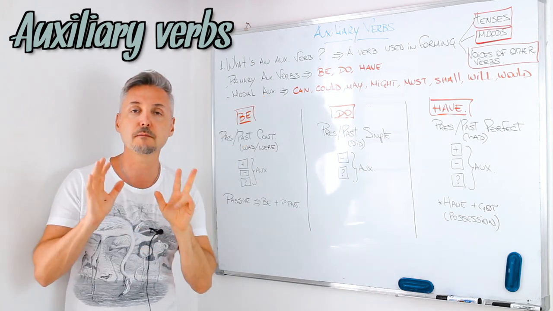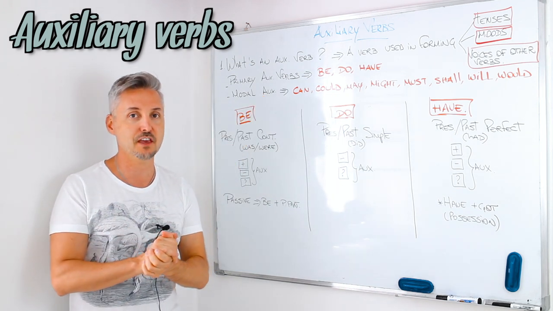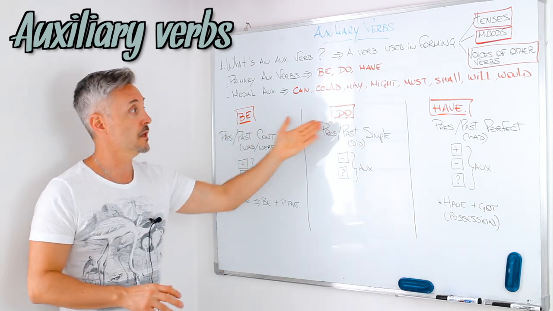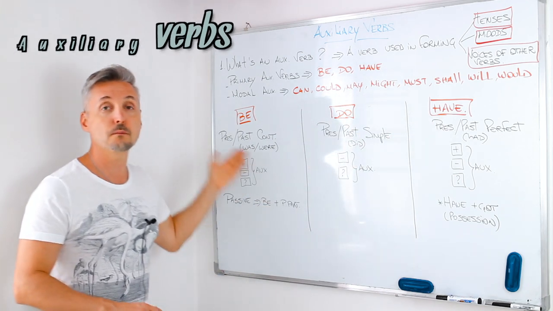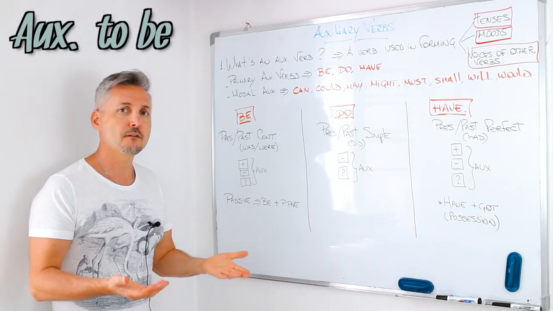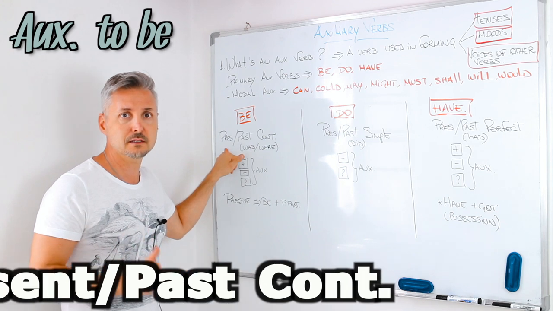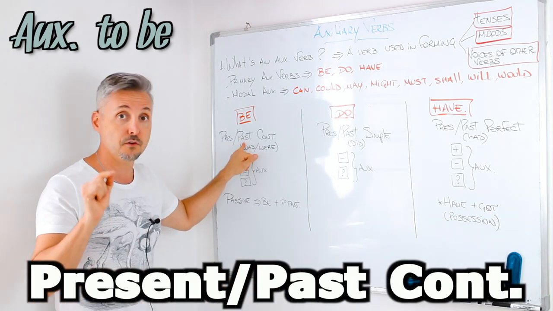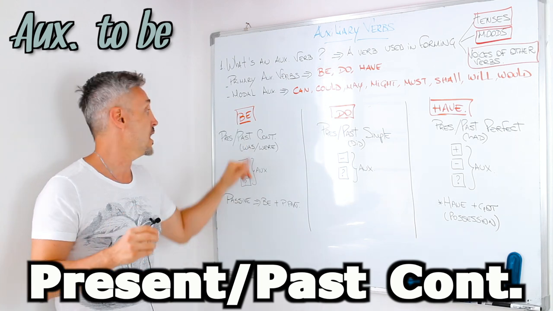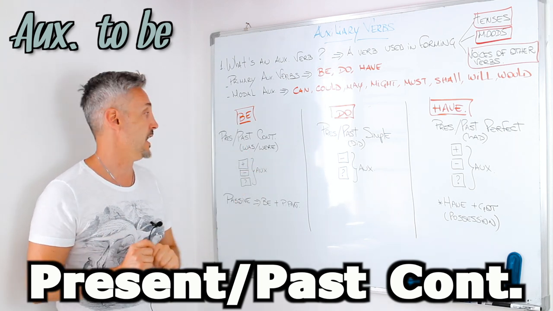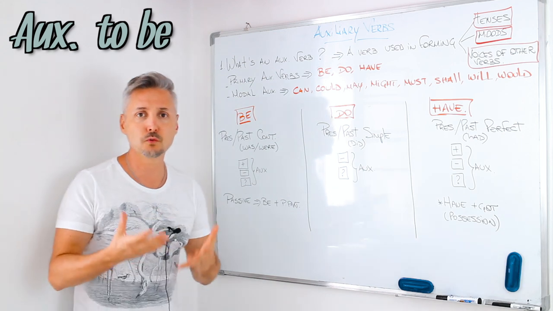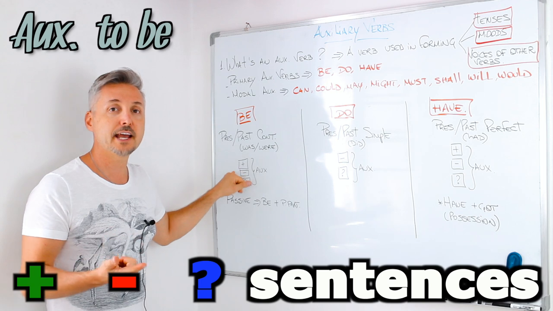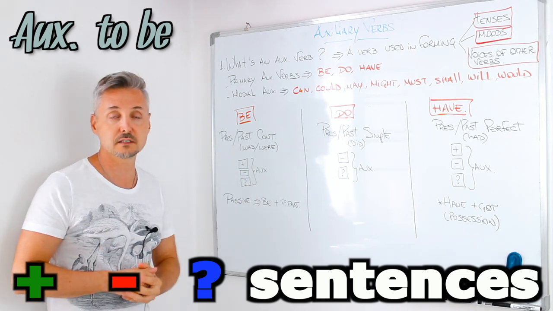Now, let's concentrate on the main 3 auxiliary verbs that I have here. These are be, do, and have. So be, when do we use be? For these tenses, the present continuous and the past continuous. Remember that for the past continuous is was or were, okay? It changes. And when do we use this auxiliary? For positive, negative, and interrogative sentences.